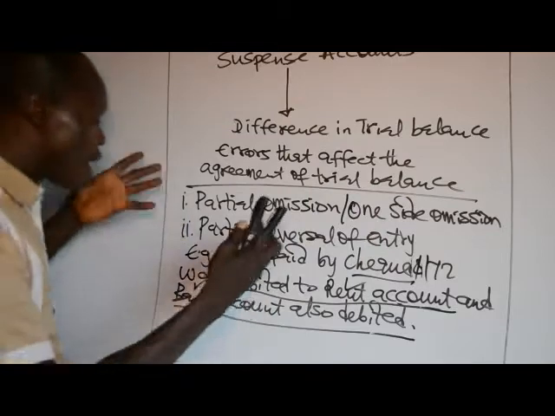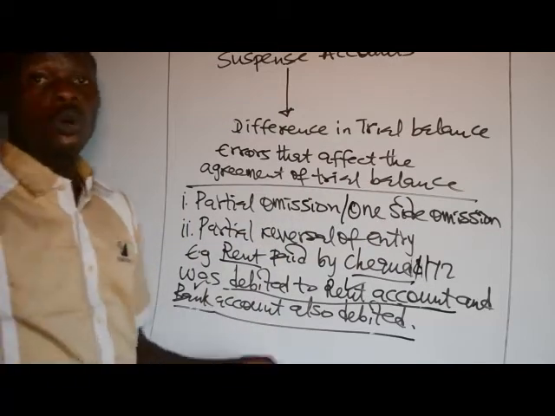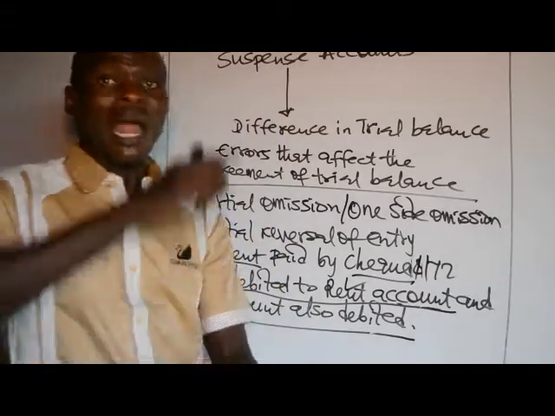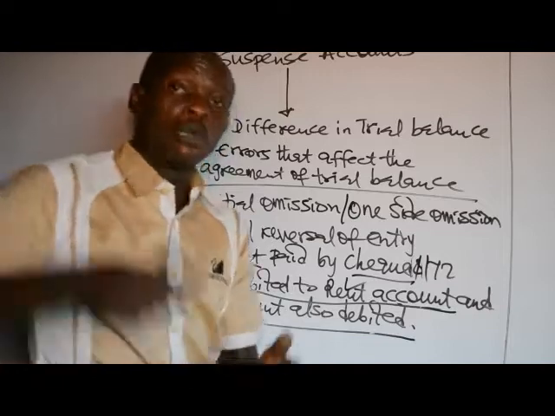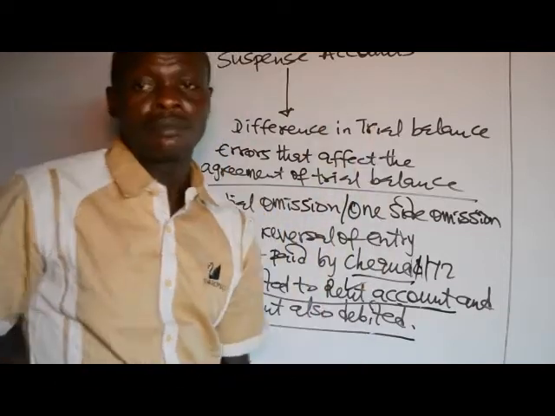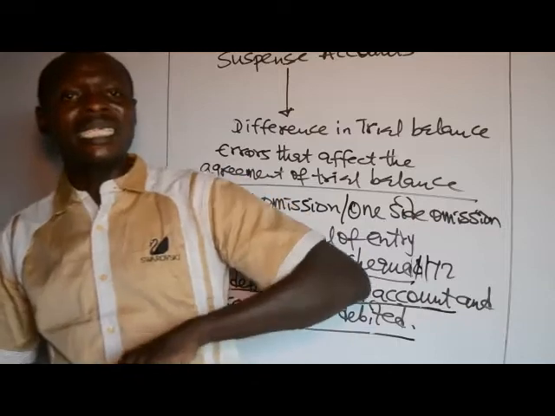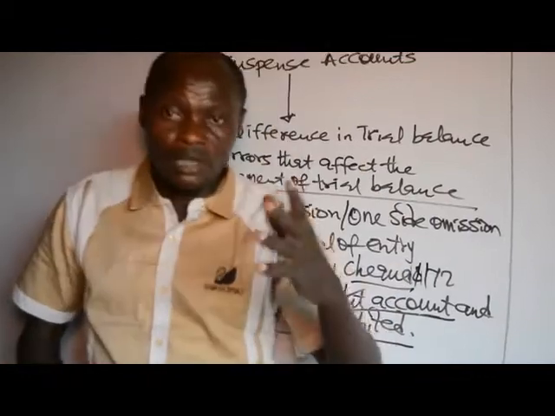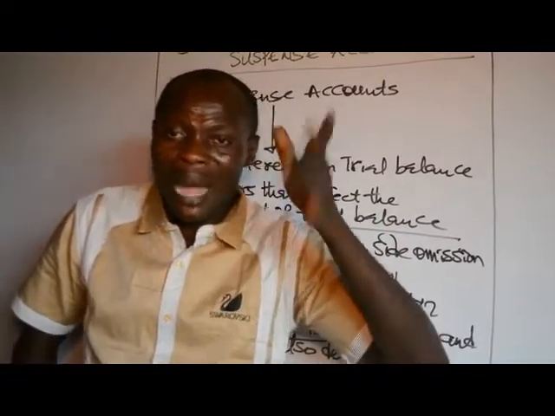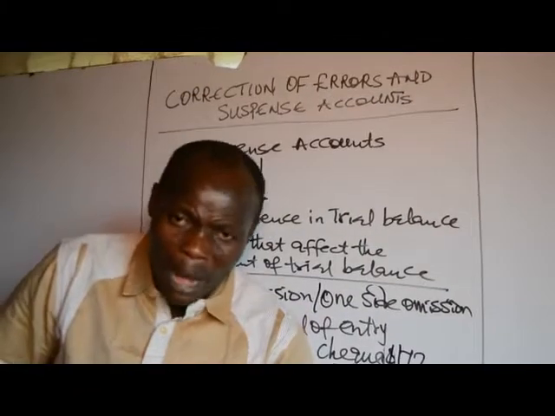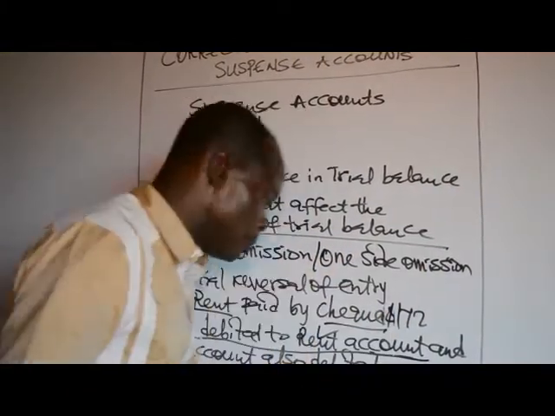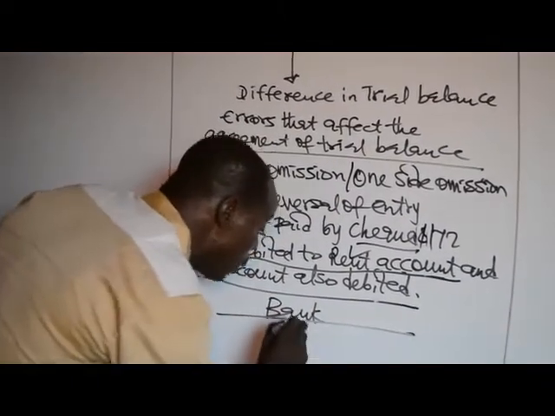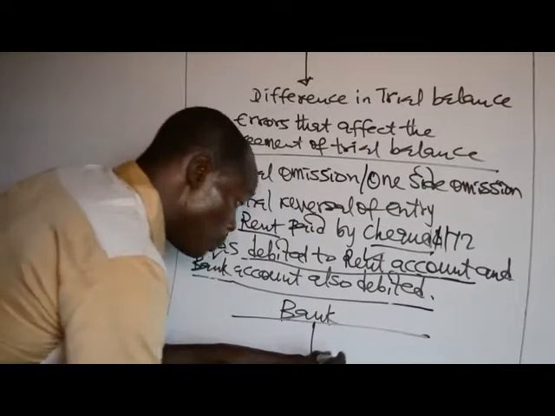And how can that error be corrected? Well, to correct the partial reversal of entry, you double the amount involved. That is, you multiply it by 2 and put it at the correct side of the account. I repeat, to correct the partial reversal of entry, you double the amount involved, then you put that amount at the correct side of the account. So the bank account that was wrongly debited, to correct it you are going to credit the bank account, but you double it.